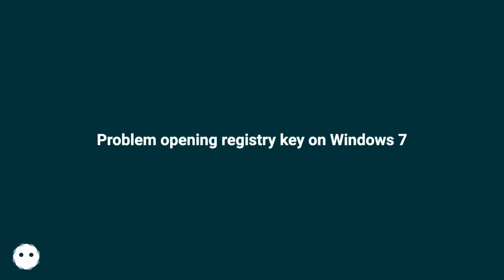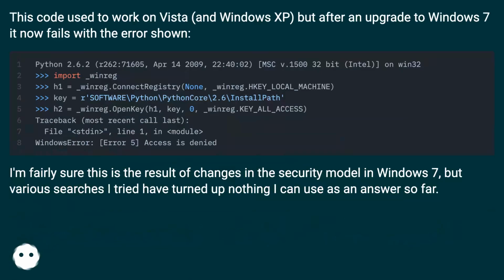Problem opening registry key on Windows 7. This code used to work on Vista and Windows XP, but after an upgrade to Windows 7 it now fails with the error shown. I'm fairly sure this is the result of changes in the security model in Windows 7, but various searches I tried have turned up nothing I can use as an answer so far.